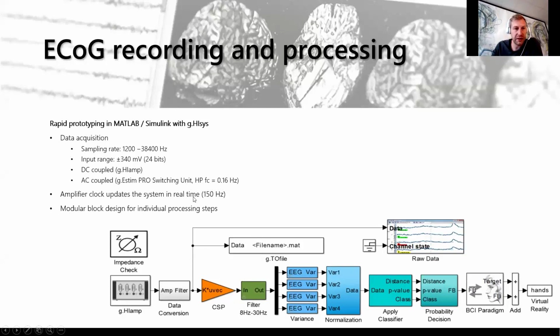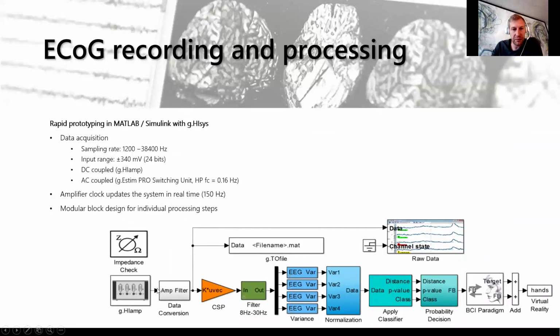So it doesn't really make sense to update every millisecond for a 1200 Hertz sampling. So it makes sense, for example, that we collect a frame of samples and then analyze the whole frame, for example, every 7 milliseconds. And so then we run at 150 Hertz.